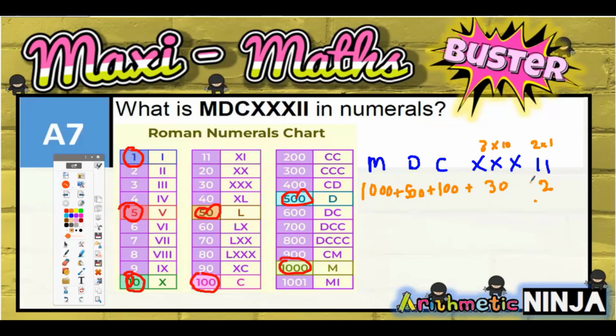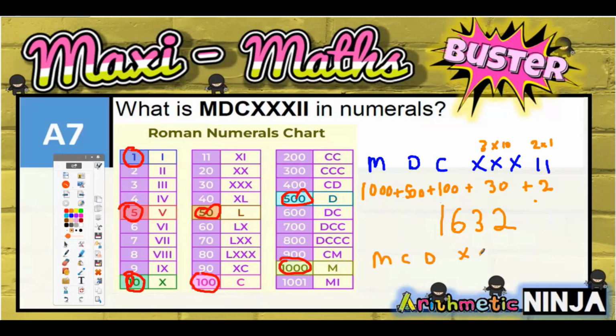Now, you have got to be careful with Roman numerals, because if ever there is a smaller number coming in front of a bigger number, that means you subtract that smaller number from the bigger number. But we haven't got that in this case. It starts with 1000 and then just gets progressively smaller. So if your numbers get progressively smaller, you can just add them all together. So 1500 plus 100 is 1600, then plus 30 plus 2 is 1632.